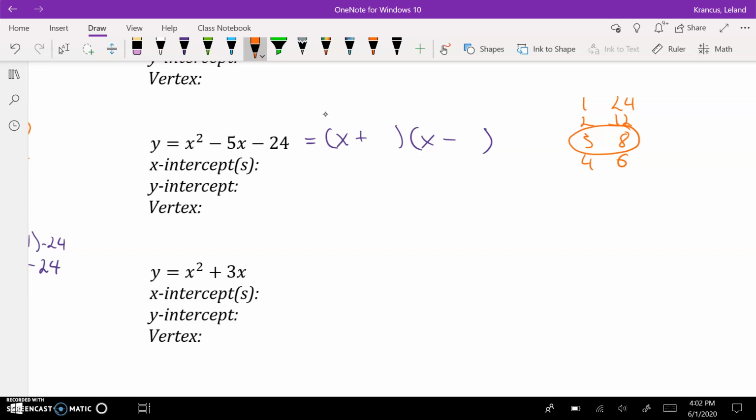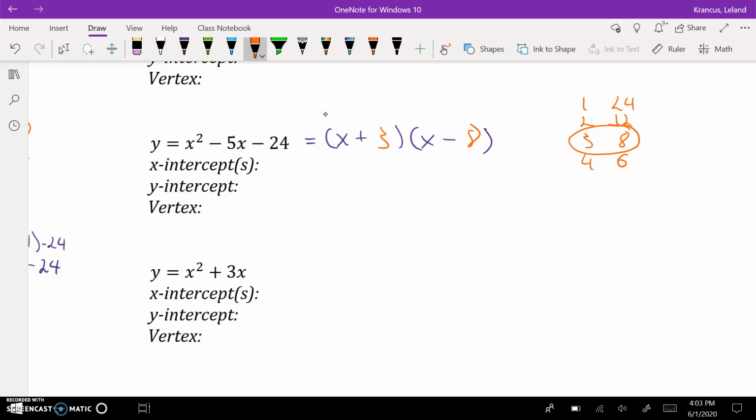So notice if I put in 8 and 3, that wouldn't quite work. Positive 8 minus 3 would give us positive 5. These do take a little bit of tinkering, especially until you get a good feel for them. But negative 8 and positive 3, so positive 3 and negative 8, add up to negative 5. And if you distributed this using FOIL, it would take you back to x squared minus 5x minus 24.